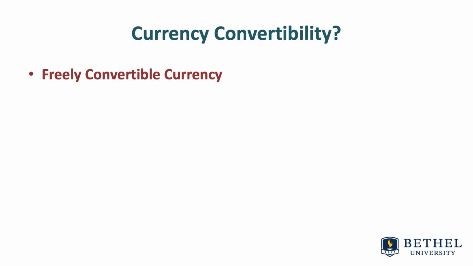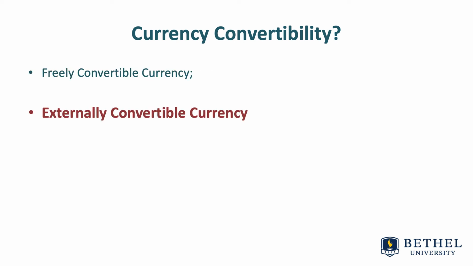A country's currency is freely convertible when the government of that country allows both residents and non-residents to purchase unlimited amounts of foreign currency with the domestic currency. Freely convertible currencies are like the US dollar, pound sterling, euro, and Japanese yen. Externally convertible currency places limitations on the ability of residents to convert domestic currency. However, non-residents can convert their holdings of domestic currency into foreign currency at any time. A good example of that would be the Indian rupee.